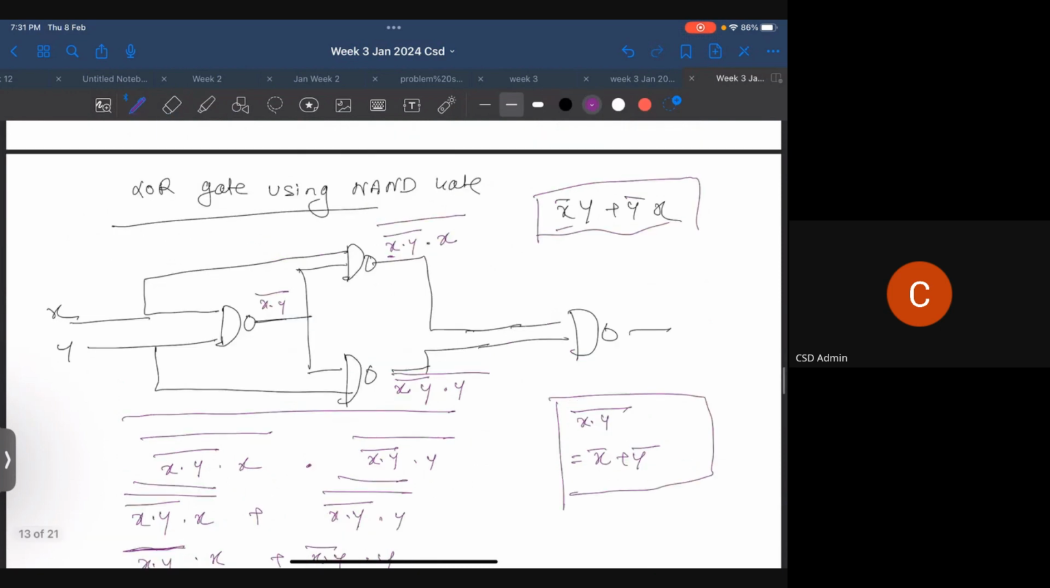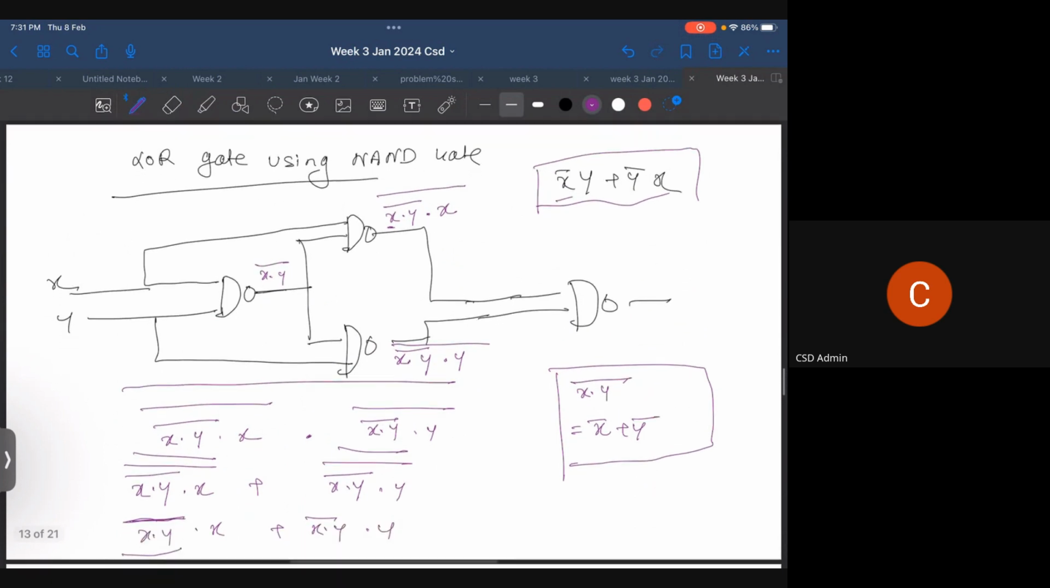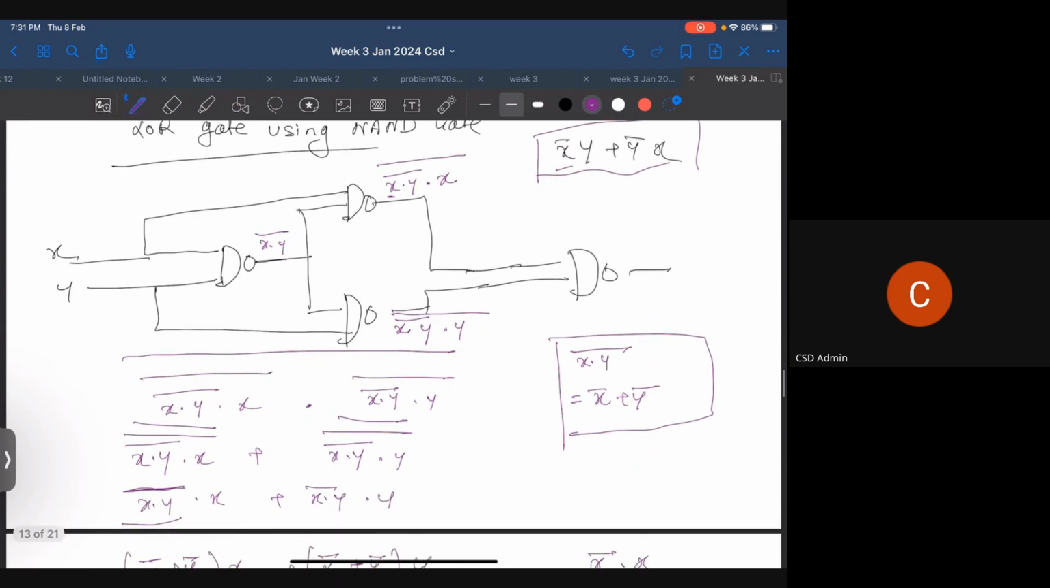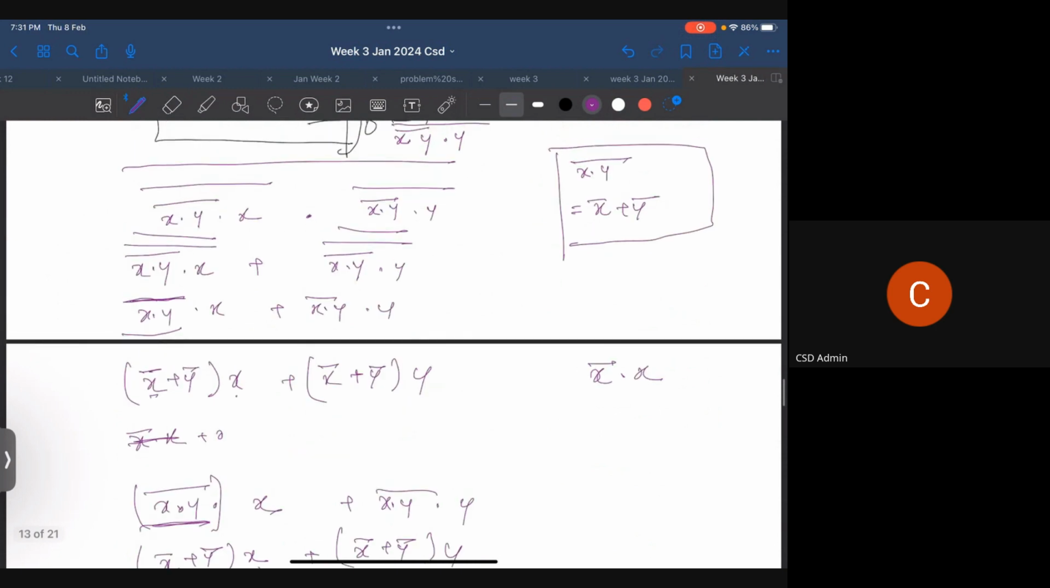If you simplify that, let's go in reverse, then it will be good. So x bar y plus y bar x, you can write as x bar y dot y bar x, whole bar bar. I think this is correct, right? Yes, you can write that.